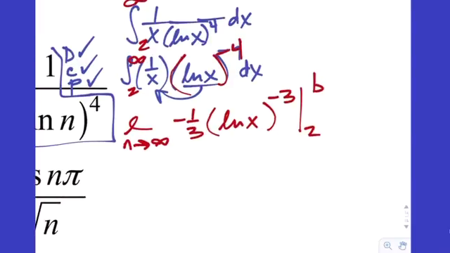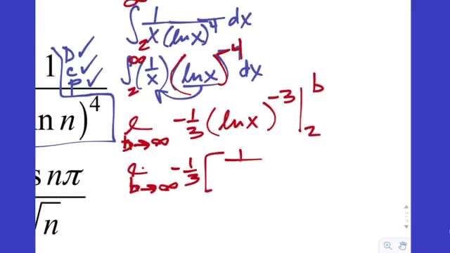Let's evaluate it. We got the limit as n goes to infinity. I put b. Good. Thank you. See, it helps. I'll be right there with you on the actual AP exam. No, I won't. I won't be there to mess you up. That should give you confidence.